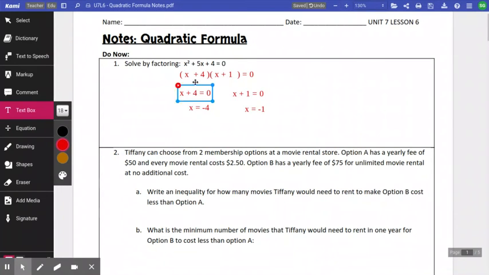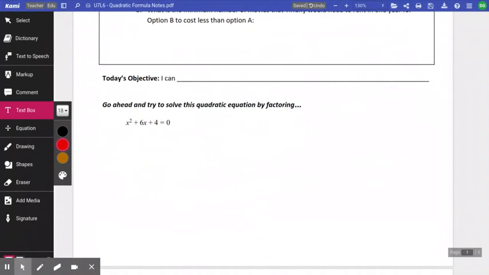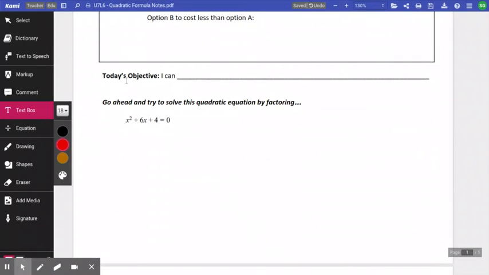Now that we have reviewed how you solve quadratic equations by factoring, we're going to come down here. And before I write that objective, I'm going to have you go ahead and solve this quadratic equation by factoring.